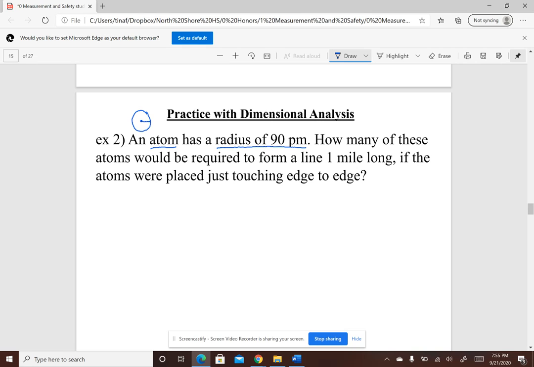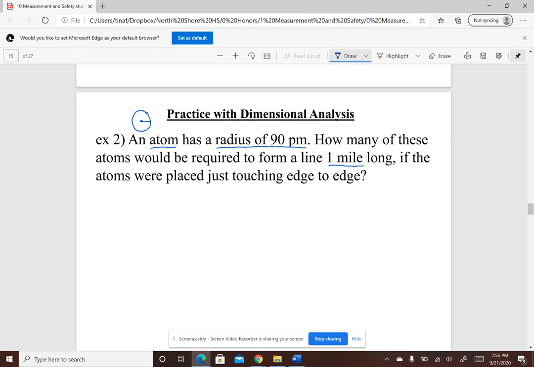So that's not so important right now. I'm going to read the rest of the question and see what they're asking me. I want to know how many of these atoms would be required to form a line 1 mile long if the atoms were placed just touching edge to edge. So I'm basically going to line the atoms up for a mile and see how many atoms would be in that line.